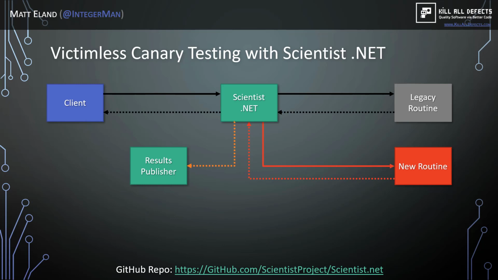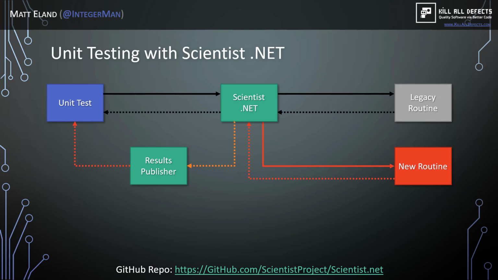Scientist actually works pretty well from a unit testing perspective. This result publisher can actually fail things, and it can fail your unit tests. So you can write a unit test as like, hey, here's my old way of doing things, here's my new way of doing things. And the only person who's using Scientist is the developer, who is just really going through your code and refactoring it.